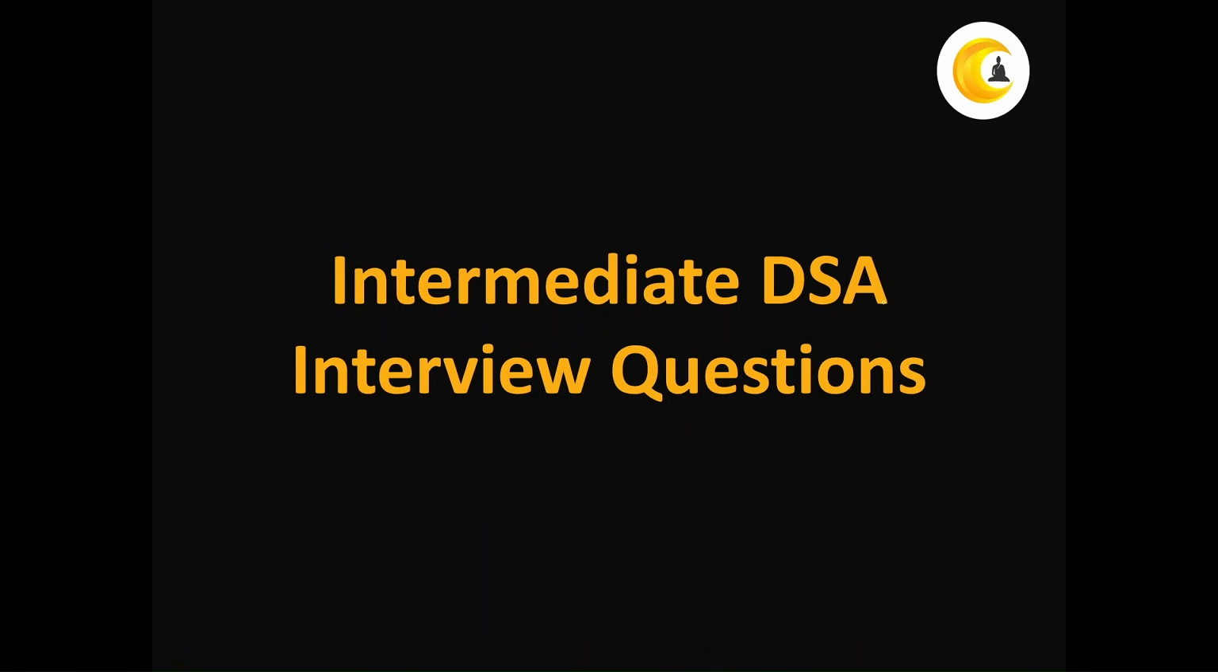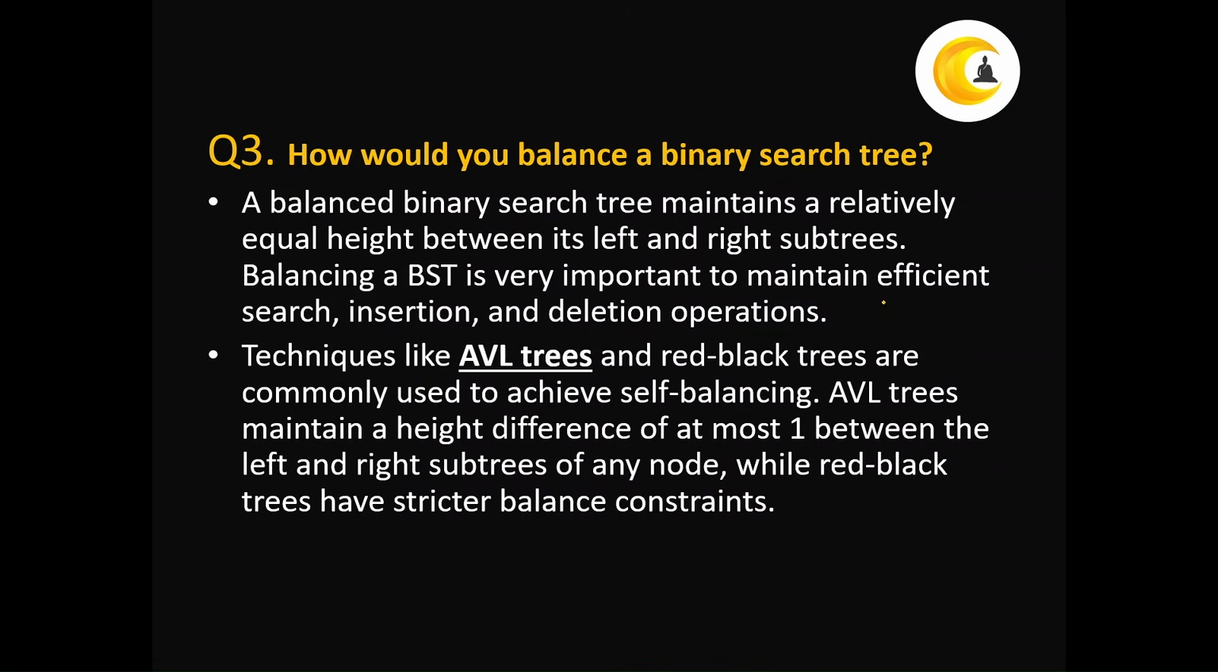We'll now look into intermediate level questions or slightly difficult questions. First question: how would you balance a binary search tree? Okay. How do you know that it is a balanced binary search tree? Binary search tree is, okay, that the left side are smaller numbers, right side are greater numbers. How do you know it is a balanced BST? A balanced BST maintains a relatively equal height between its left and right subtrees. So balancing a BST is very important to maintain efficient search, insertion and deletion operations.